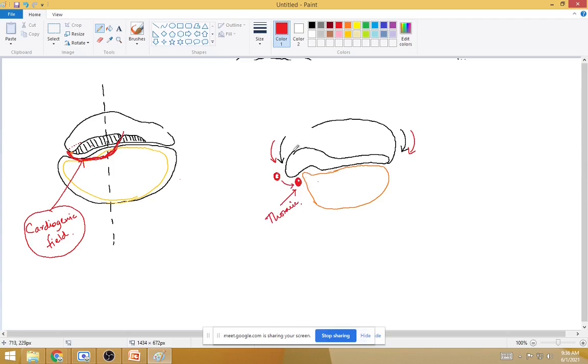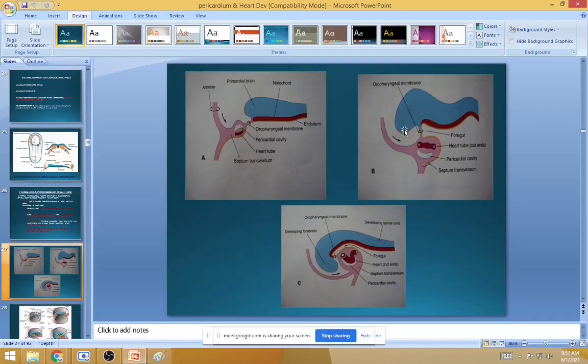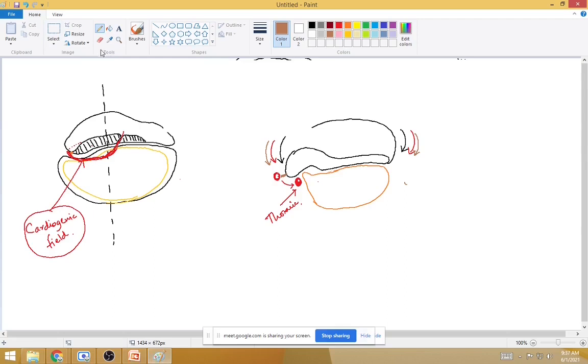So initially somewhere here was the stomatodium, and the heart was in front of it. Then it moved to the cervical region, then into the thoracic region. Why? Because there is cephalocaudal folding. So you can make it out, it goes like this to the future thorax. So till here is it understood? Yes, sir.